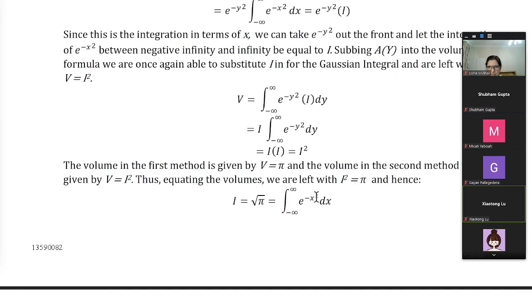Now this is the clever part, where we equate the two volumes since they're taking the volume of the same object. So the volume in the first method was pi, and the volume in the second method was I squared. So it becomes I squared equals pi, and then we can rearrange as I equals the square root of pi. So the Gaussian integral is equal to the square root of pi.